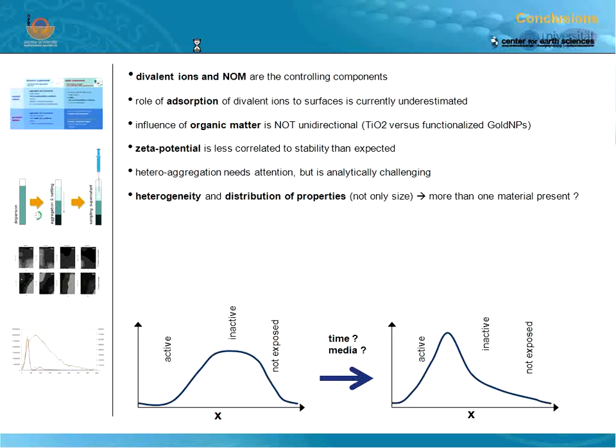Heterogeneity of properties is also something that we have to consider, because what we have seen here is that if you're doing an aggregation experiment and you're remaining with a highly stable fraction in the end, and you have some sediment, what does that mean? That means probably that you have two different materials in your sample.